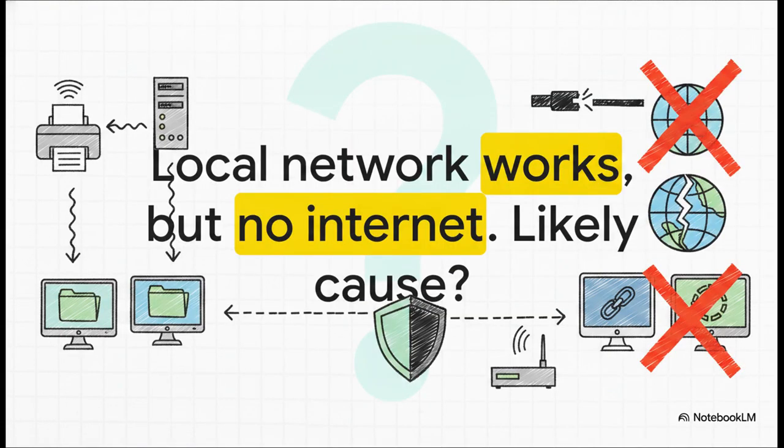Now, isolating the scope of a problem is honestly half the battle. Imagine this. A whole department reports an issue. They can access the local network printers perfectly fine. They can open files on the local shared server. But they cannot load a single external website on the internet. What piece of the puzzle is missing here?